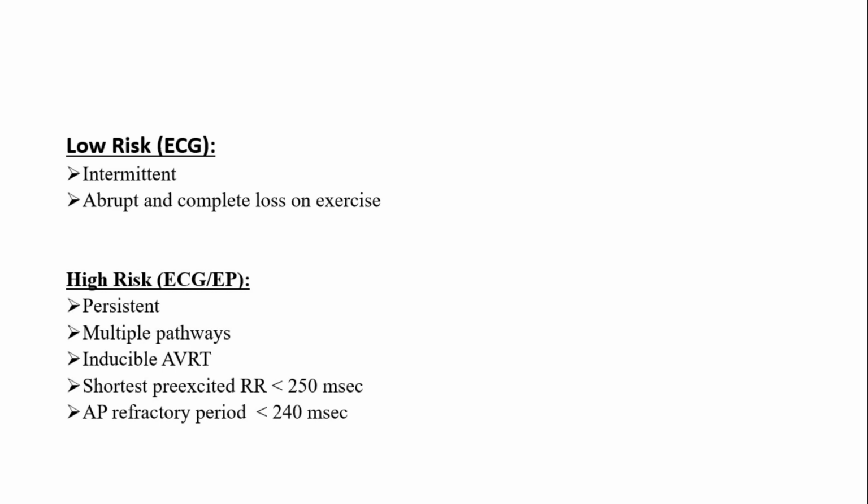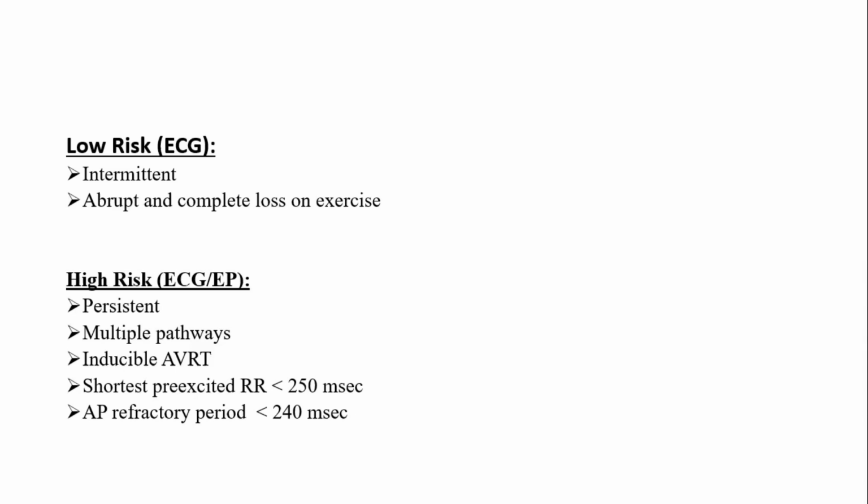If you can induce an arrhythmia like AVRT, this is again a high risk feature. These are the points which are favorite for the cardiologist. So short SPERRI, shortest pre-excited RR, that is less than 250 milliseconds, and accessory pathway refractory period. You measure them on the EP study, but just remember the names. So accessory pathway refractory period less than 240 milliseconds. So these are all high risk features.